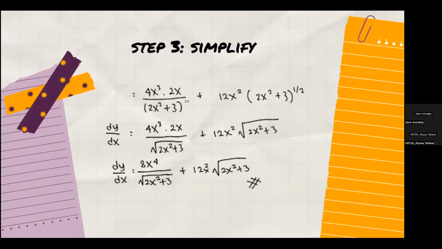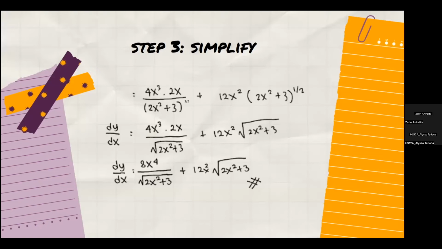So the last step is just to simplify it further. So here we can change the equation in the bracket into root, because something to the power of half is the same as square root of something. So here we can change it into square root. And so this actually could be the final answer, the 4x cubed times 2x over square root of 2x squared plus 3 plus 12x squared square root of 2x squared plus 3. That could be the final answer.